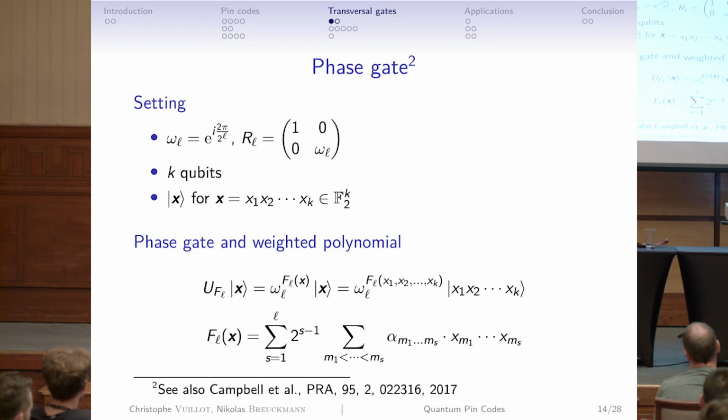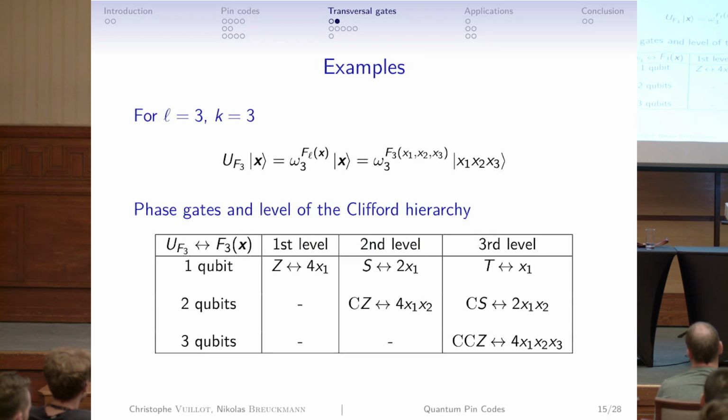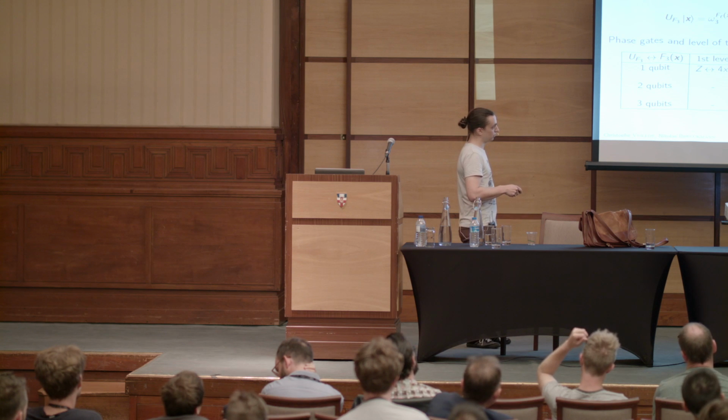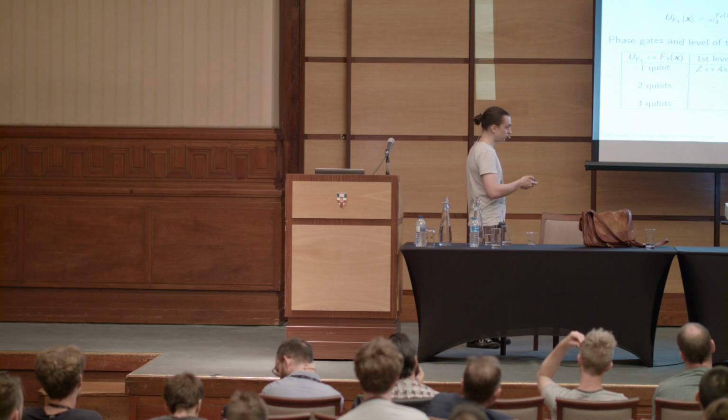If you look at such gates, you can nicely know in which level of the Clifford hierarchy they belong to. So this is an example for L equals to 3 and 3 qubits. So for example, if you have the degree 3 monomial, you have CCZ, so with the correct weighting in front. If you have degree 2, depending on the coefficient, you have CS or CZ.